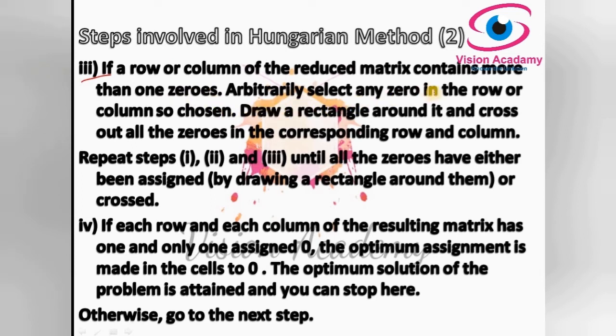arbitrarily select any zero in the row or column that is chosen. So again we have to draw a rectangle around it. Now we made a row treatment and column treatment. Now we can go for random. First we will go for the row and we will find some row having more than 1 zero, and arbitrarily give a rectangle around it, and cross out all other zeros. After giving a rectangle around it, we will cross out all other zeros that exist in that row.